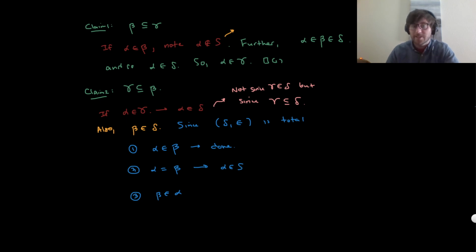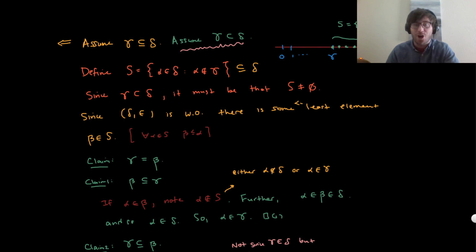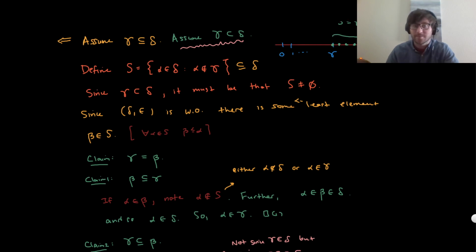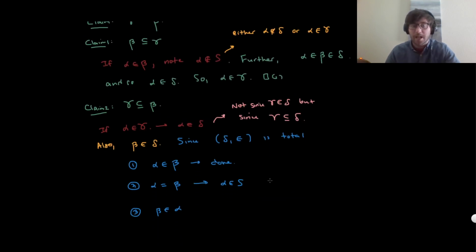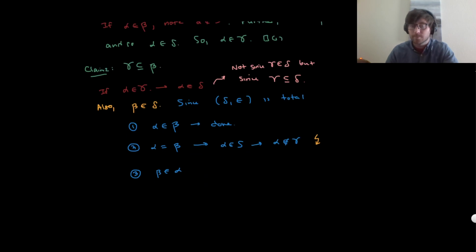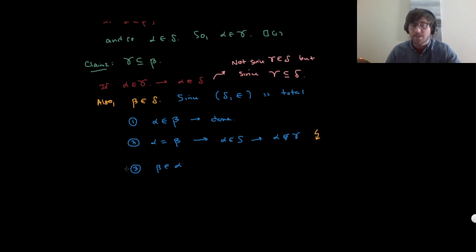But what is S? S is the set of all things that aren't in gamma. And so that would imply that alpha is not in gamma, which is a contradiction because we're assuming that alpha is actually in gamma. So this would be a problem. So it can't be that this case is possible.